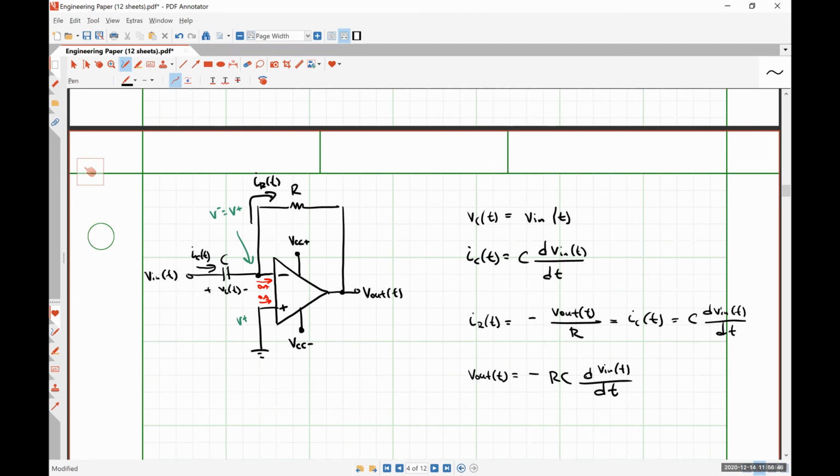So this is also a fundamental building block of autonomous control systems. This is the differentiator.